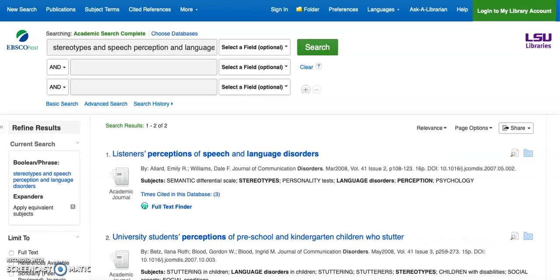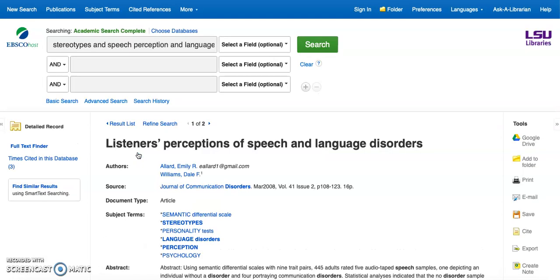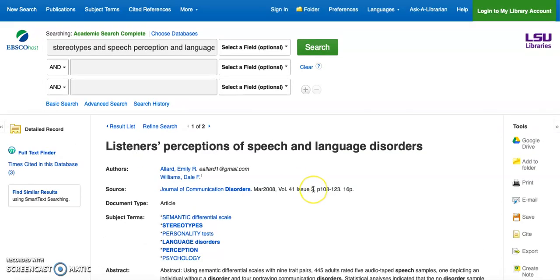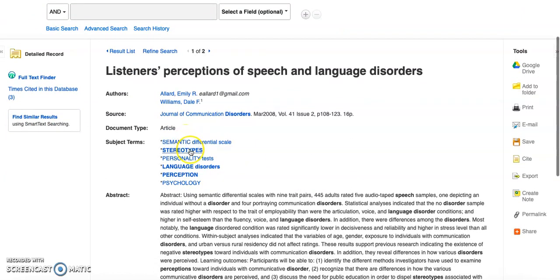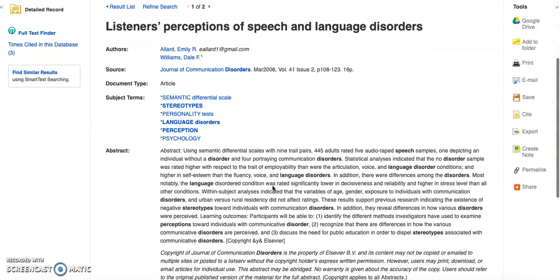I like these results better already. There's two. I could probably go a little bit broader, but for the purposes of this, I'm going to take a look at this first article. This is an academic journal, it says it on there, but let's actually evaluate it and see if the content is really what I'm looking for. So I can see the subject terms, it's talking about stereotypes, it's talking about language disorders, it's talking about perception. Those are all the things that I'm looking for.